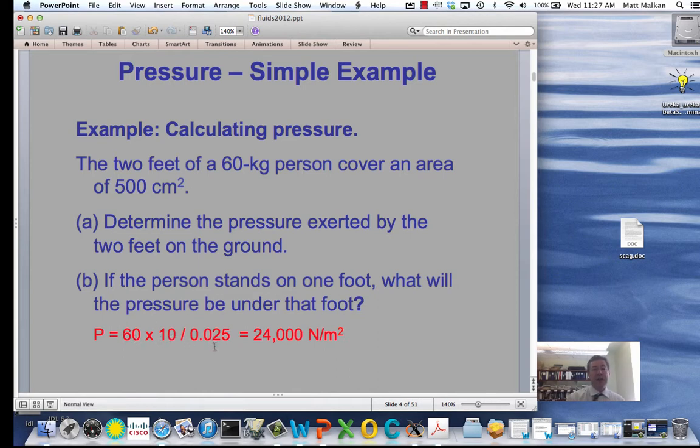mg is 600. We divide it by the area. Just make sure that you've converted the 250 square centimeters into square meters so that we have consistent units, so we can get this in newtons per square meter, or else you'll get it wrong. You'll get a point off there. Anyway, when you divide 600 by a 40th, you get, wow, a lot of pressure on that 1 foot: 24,000 pascals. That is a lot.